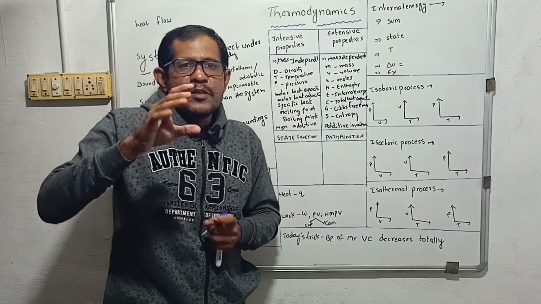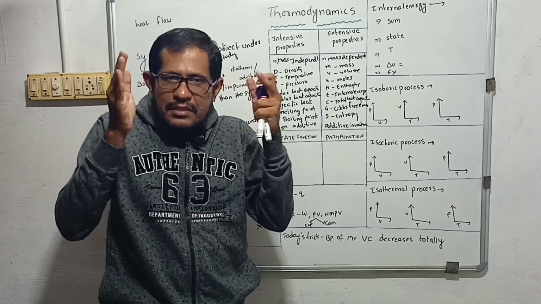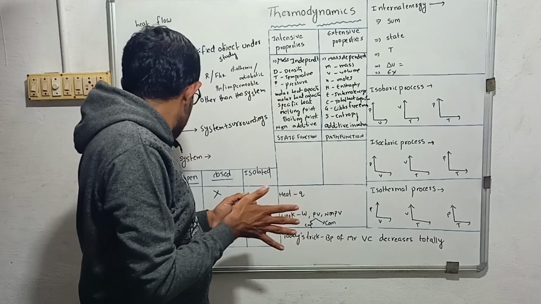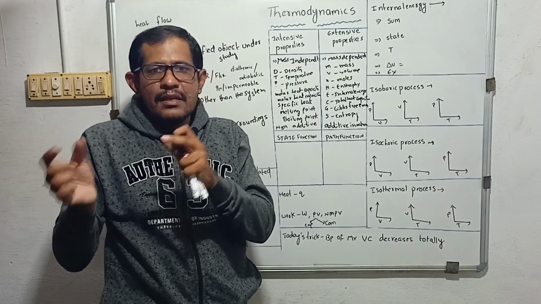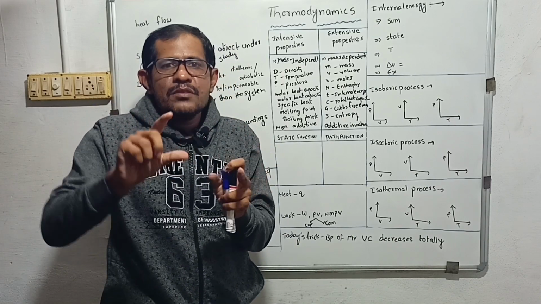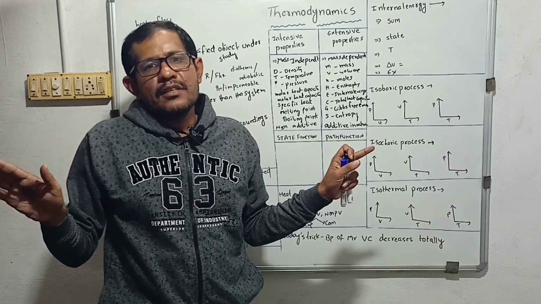So system, the specified portion of study. Surroundings, other than the system. Boundary, which separates the system and surroundings. Next, 3 types of system. Open system, exchange of mass and heat. Closed system, no exchange of mass, only exchange of heat. And isolated system, no exchange of heat and no exchange of mass.